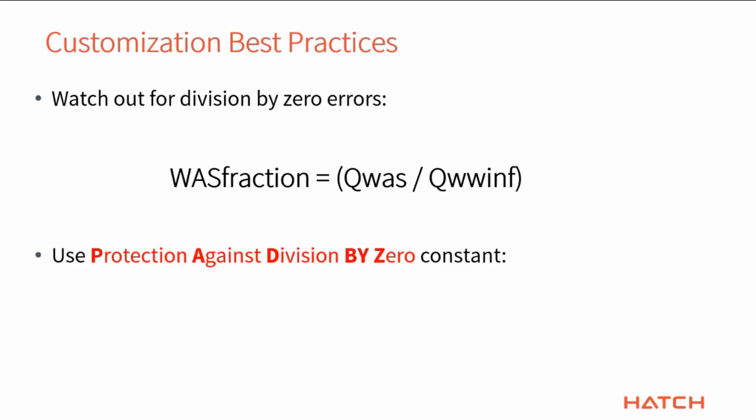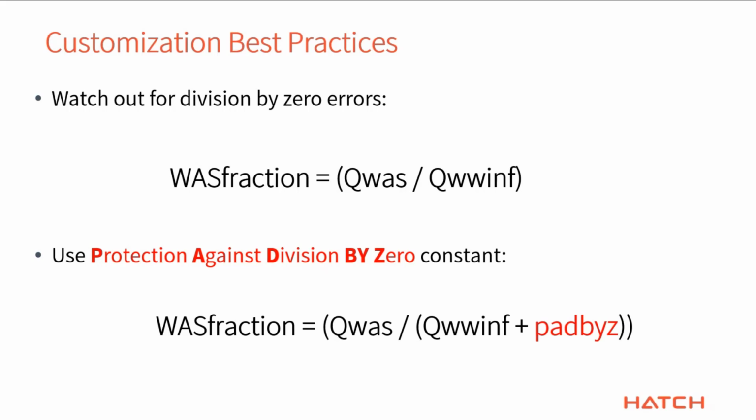So we have an actual useful little constant that is the protection against division by zero, also known as PADBIZ. So you can actually use that in your equations and basically just put it on the bottom half of your equation. Just add it to whatever is the bottom half of your equation. It's a tiny little value, 1 times 10 to the minus 10. It's there so that it doesn't change any value that you end up coming up with. Like all your calculation will be exactly the same because it's so small, but it is not zero. So it will prevent that problem.